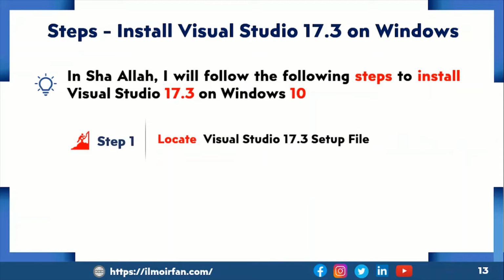Step 1 is locate the Visual Studio 17.3 setup file. In the previous lecture, that is lecture number 4, download Visual Studio for Windows, I downloaded and saved the Visual Studio 17.3 setup file in the Downloads folder. Therefore, to access the setup file, I will first go to the desktop screen by using the Windows plus D shortcut key.